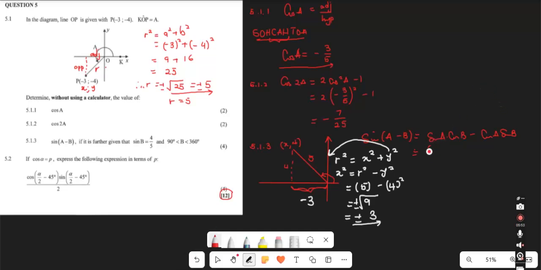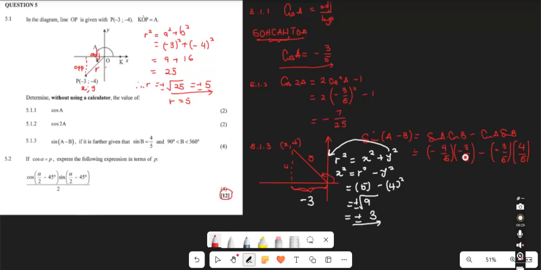So this is what I'm going to have. I'm going to have minus 4 over 5 for sine A, and then for cos B I'm going to have minus 3 over 5, and minus, and this cos A, minus 3 over 5. Remember, cos A is the first one at the top there, the one you just found from question 5.1.1, and then for sine B we have 4 over 5.